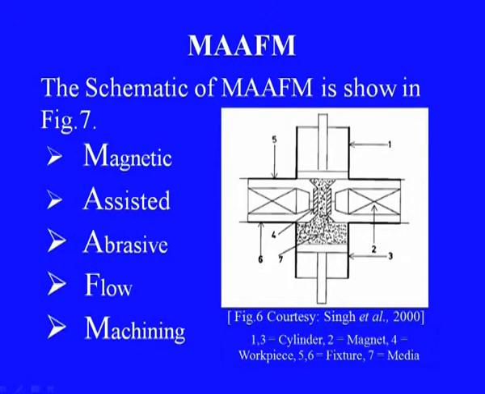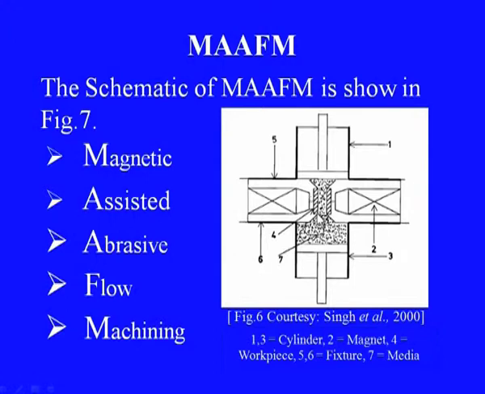Then let us come to a new process, that is magnetic assisted abrasive flow machining. In this, the process principle remains almost the same as in the case of normal AFM, in which two media cylinders are there, in which the abrasive laden media will be present. It will be pushed through the workpiece.